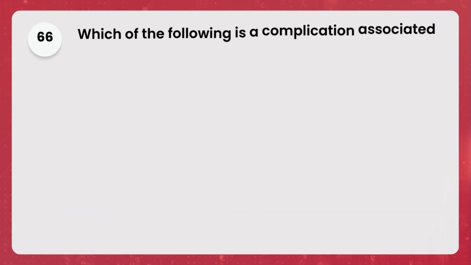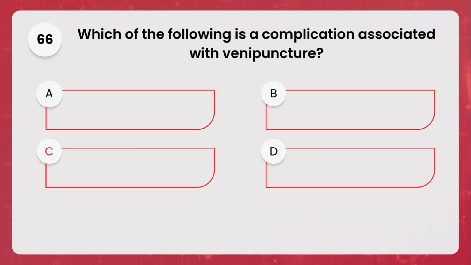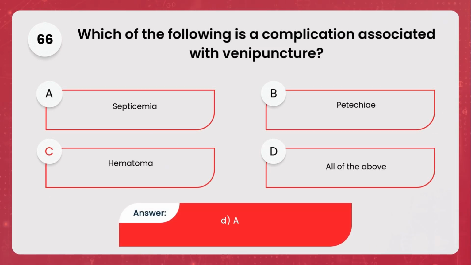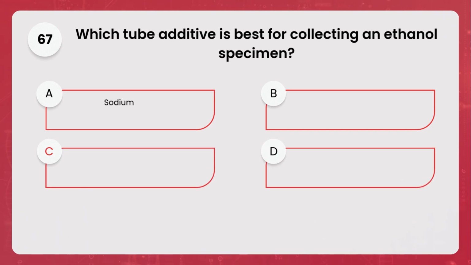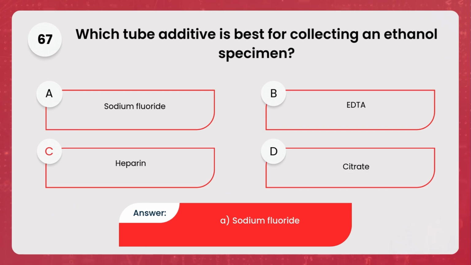Number 66. Which of the following is a complication associated with venipuncture? A, septicemia, B, petechiae, C, hematoma, or D, all of the above? The answer is D, all of the above. Number 67. Which tube additive is best for collecting an ethanol specimen? A, sodium fluoride, B, EDTA, C, heparin, or D, citrate? The answer is A, sodium fluoride.